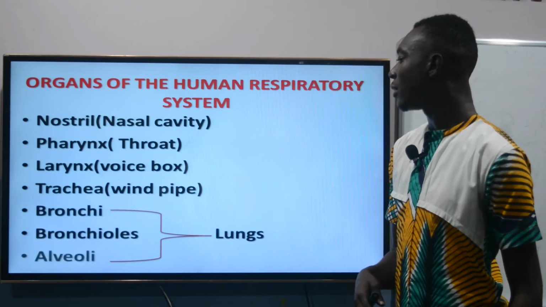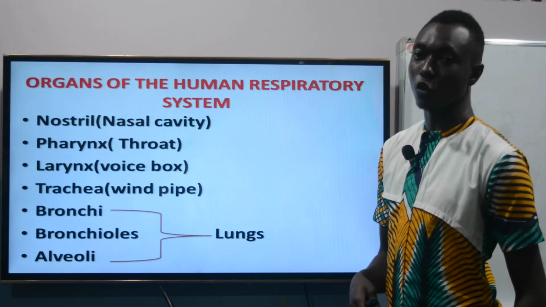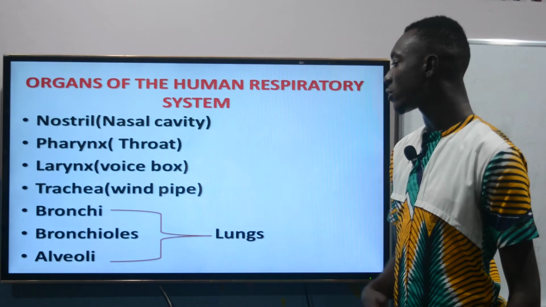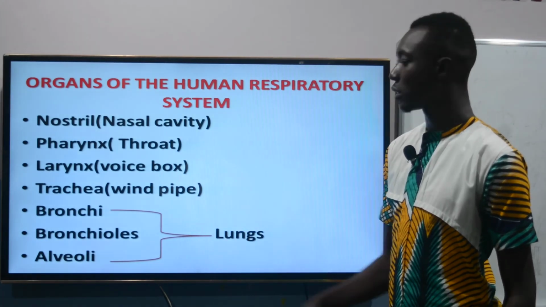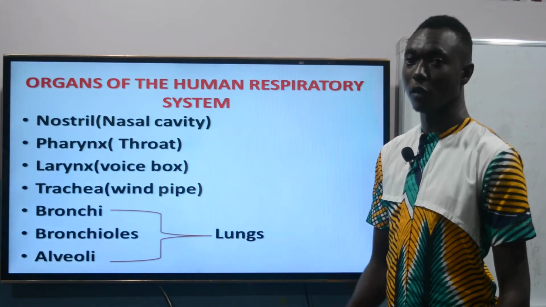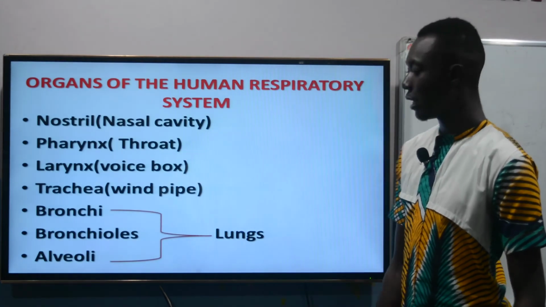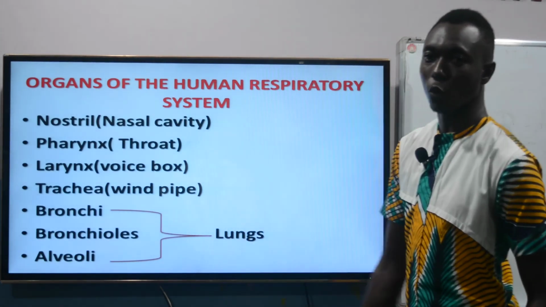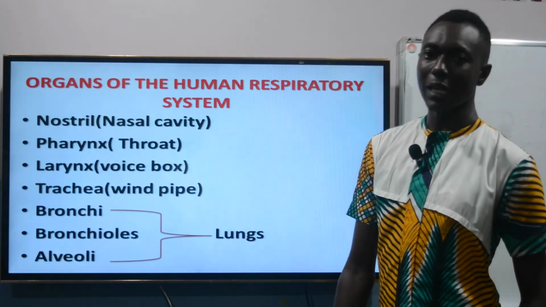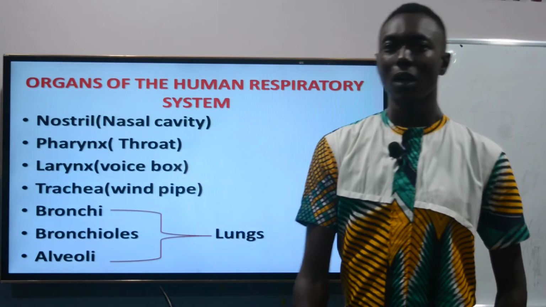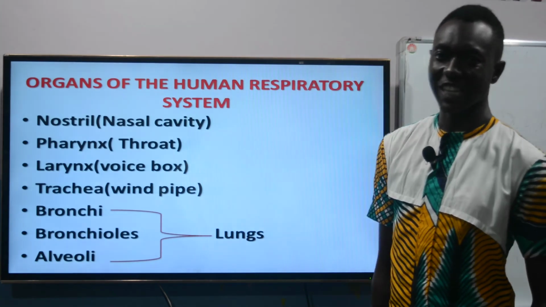We also have bronchi. Its singular form is bronchus. Bronchioles, its singular form is bronchiole. Alveoli, its singular form is alveolus. Now, these three are found in the lungs. That's how come you see this symbol. All right? Aside from these respiratory organs, we shall talk about other organs that play a major role in respiration.